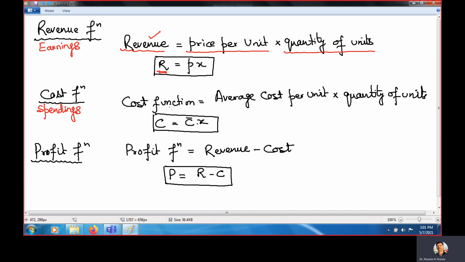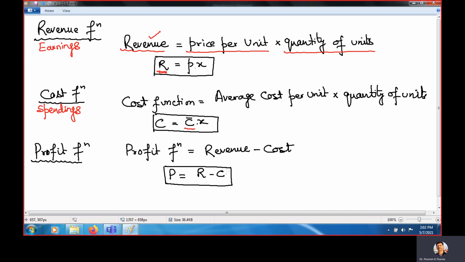Similarly, the cost function uses the average cost per unit. What is the average cost of one unit? That is multiplied by the quantity of units. Average is represented by a bar; you studied in statistics X bar. Here it is the average cost per unit, so C bar. So the cost function is equal to average cost per unit into x, C(x) = C bar x. And profit is always R minus C. Clear? So this is the profit function.